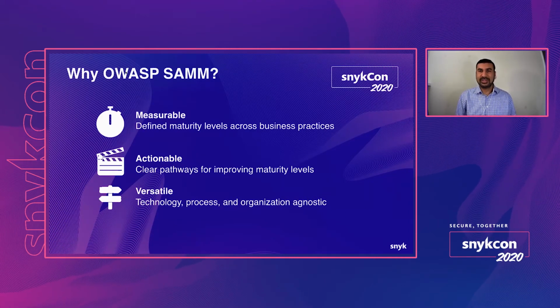SAMM was defined with flexibility and versatility in mind, such that it can be utilized by small startups, mid-sized organizations, as well as very large organizations using any style of development methodology. Additionally, this model can be applied organization-wide, for a single line of business, or even for an individual project. SAMM is both measurable and actionable. It defines maturity levels across business functions and provides clear pathways for improving the maturity levels, thus providing a step-by-step navigation plan to achieve higher levels of maturity.